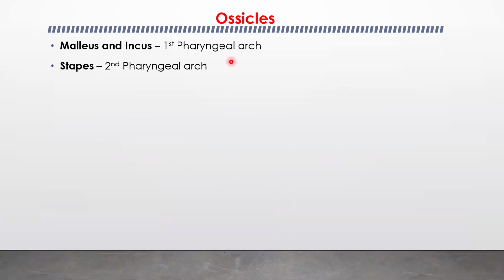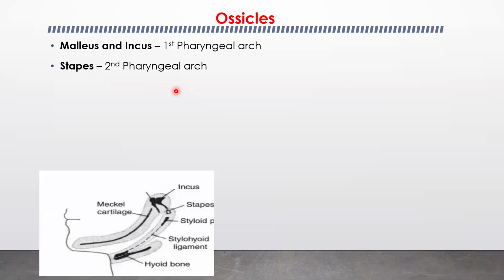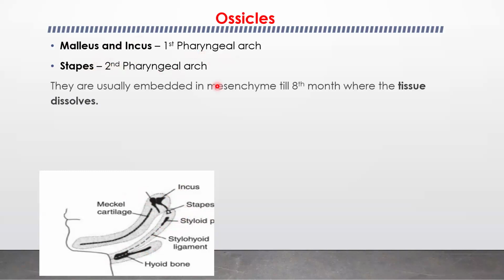The malleus and incus are from the first pharyngeal arch, the stapes from the second pharyngeal arch. So that is now from the pharyngeal apparatus. We already know that the malleus and incus come from the first pharyngeal arch, the stapes comes from the second pharyngeal arch, and you can see them here. So this is the Meckel cartilage. You can see the incus and the malleus from the first pharyngeal arch, then the stapes, and also the hyoid bone are coming from there, and the styloid process coming from the second pharyngeal arch. But what is relevant for us: the ossicles, malleus and incus, first pharyngeal arch, stapes from the second pharyngeal arch.